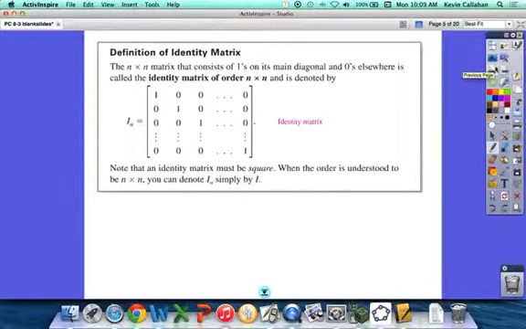So it has to be square, same number of rows and columns. And they're saying you can denote it by I sub n or just use I. Capital I means identity matrix.